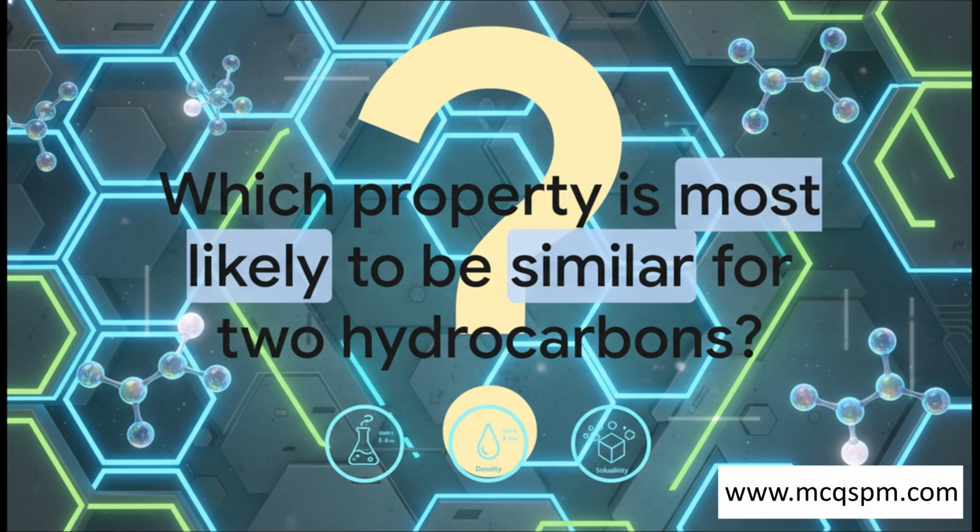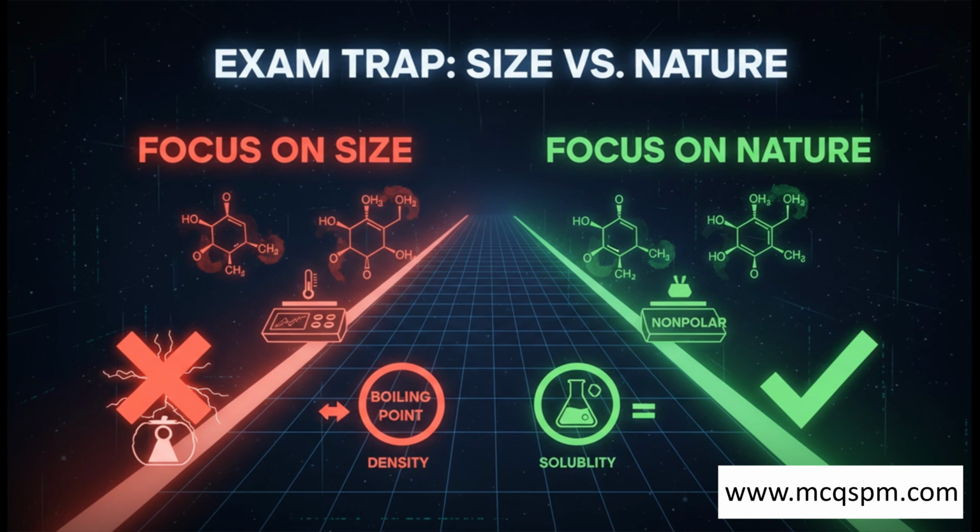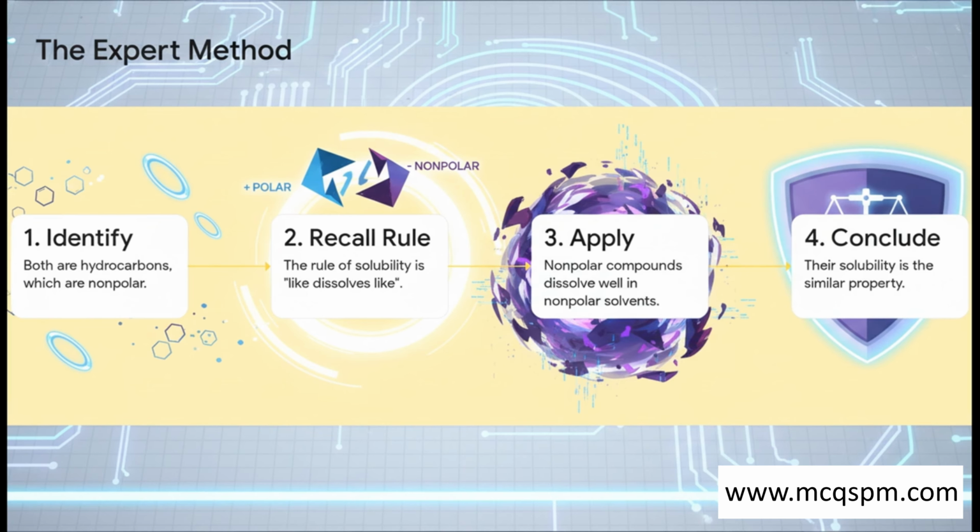Okay, I want you to pay close attention here because this is the number 1 trap students fall into. They see 2 different molecules and they immediately think about things that change with size, like boiling point. I mean, it makes sense. A bigger molecule is heavier, so it'll have a higher boiling point. But the question asks what's similar. That's a huge clue that we need to be thinking about a property that's based on their chemical type, not their physical size. So here's how you break it down like a pro.